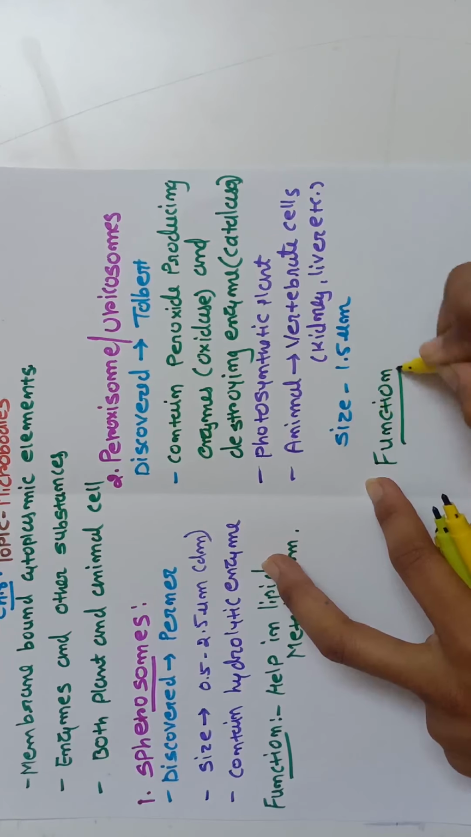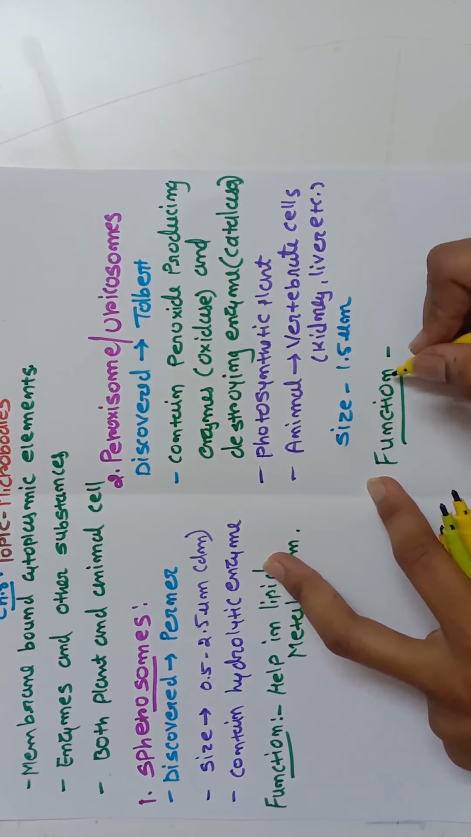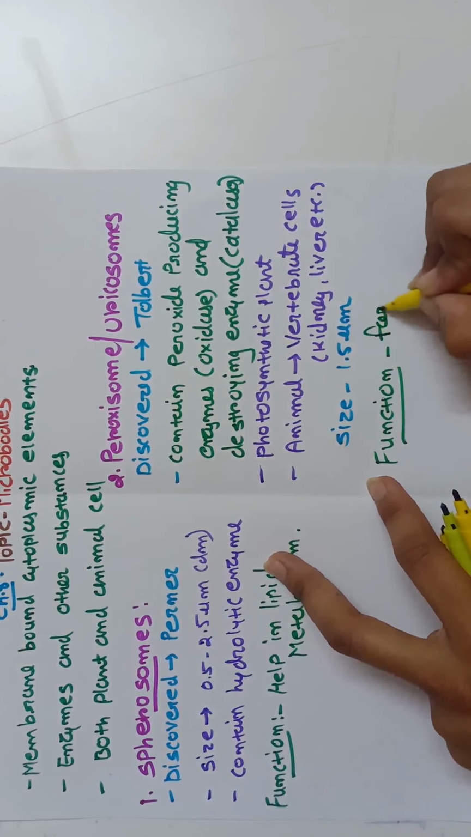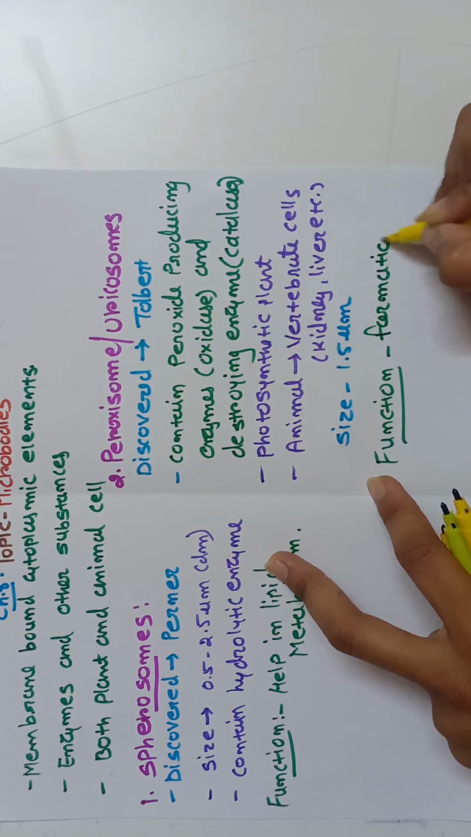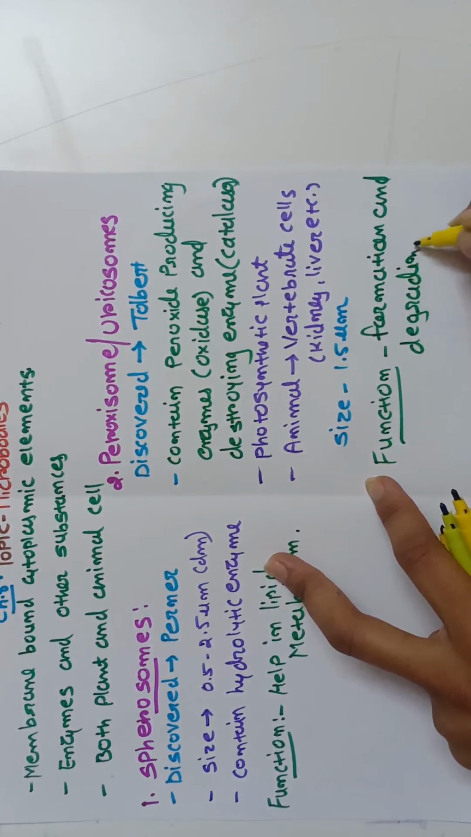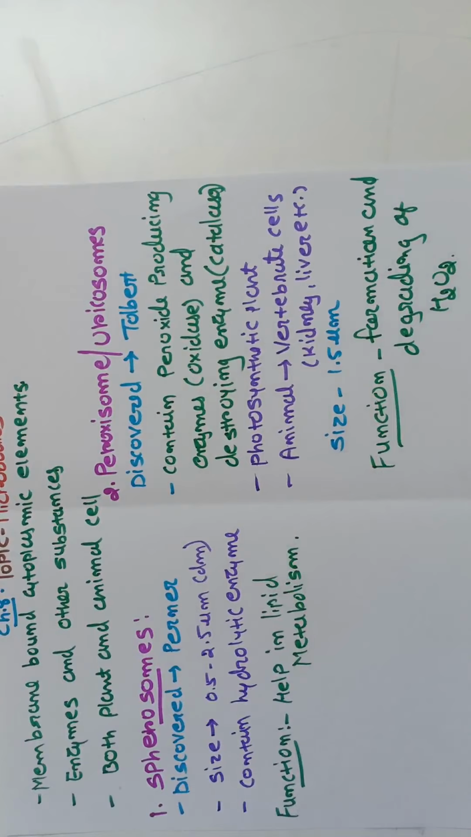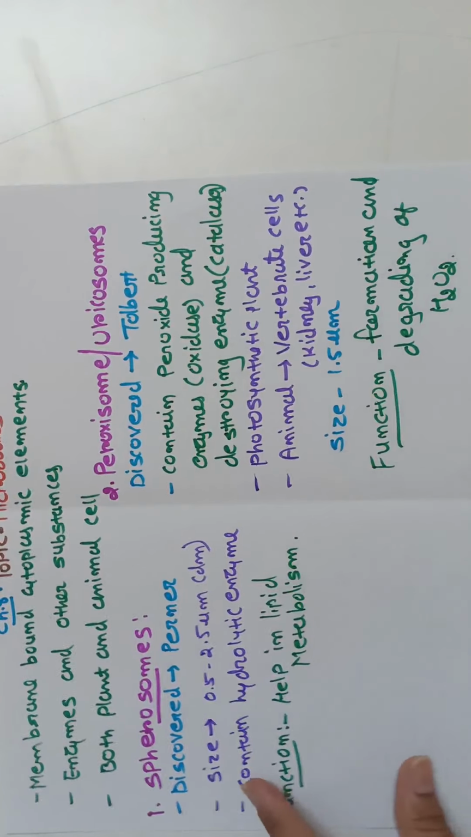The function of the peroxisome is formation and degrading of H2O2, hydrogen peroxide, because hydrogen peroxide H2O2 is toxic for cells.